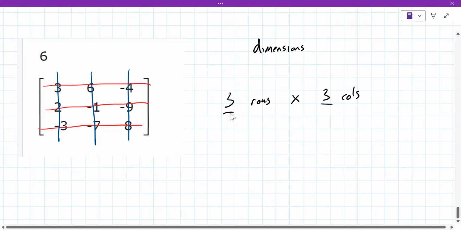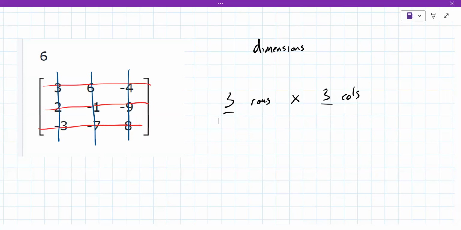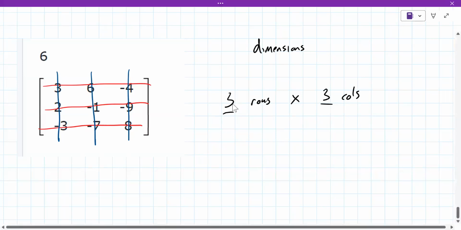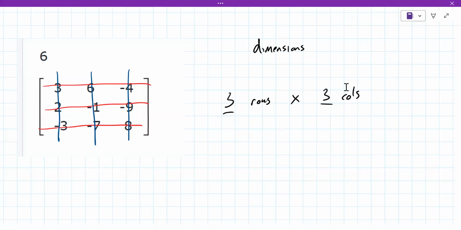What did we say in the last problem when the number of rows equals the number of columns? What's the significance of that? We talked about that in the last problem. We said something very specific about the shape of it. Oh, it's a square. Yes, so this is a square matrix.